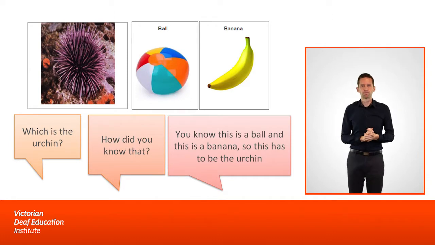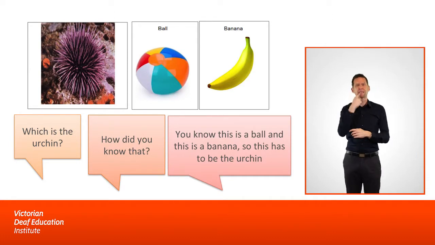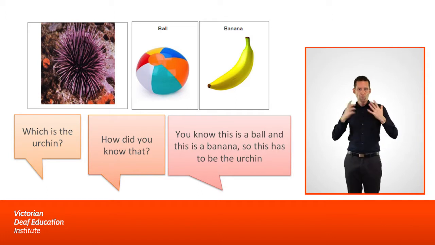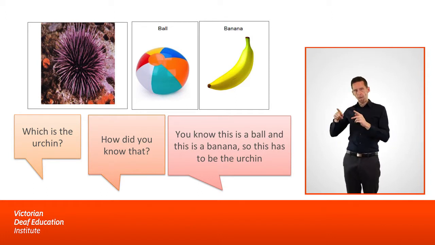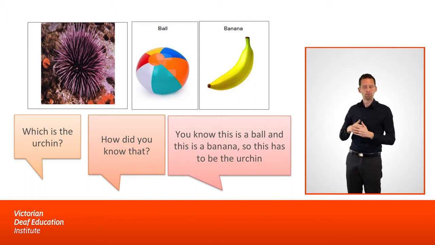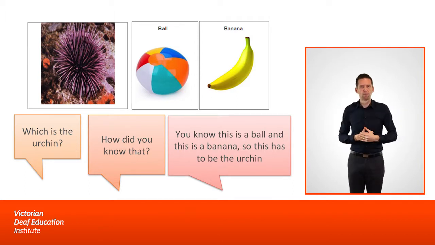So here's an example of a fast mapping activity. The teacher says, which is the urchin? And then we teach them the metacognitive strategy. The child knows the word ball, the child knows the word banana, and so urchin is a new word. They're going to point to the picture of the urchin because it's new. And then the teacher says, well, how did you know that? Now, most of the kids in the beginning are just going to shrug their shoulders. But then we say, oh, you knew that this is a ball. You knew that this is a banana. So this new word, urchin, must belong to this picture.